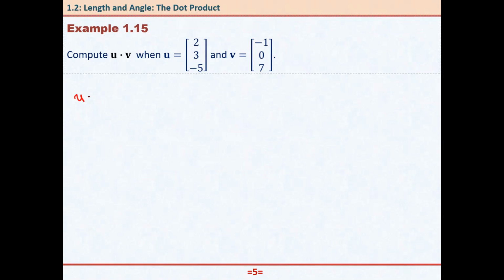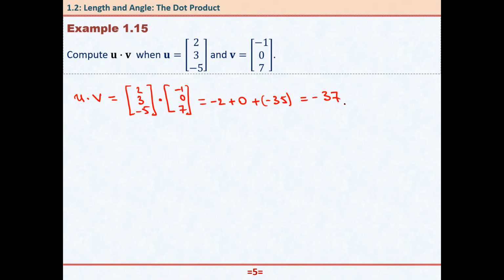So if we compute this u dot v, that's equal to, here we have 2, 3, negative 5, dot, here we have negative 1, 0, 7, right? So we should just multiply their corresponding components and add them up. 2 times negative 1, that's negative 2, plus 3 times 0, that's equal to 0, plus negative 5 times 7, here we have negative 35, which is equal to negative 37. So the dot product of these two vectors is, what is it? Negative 37.